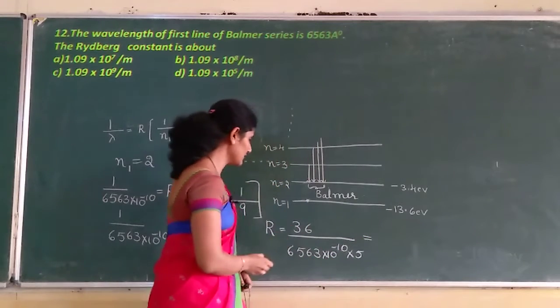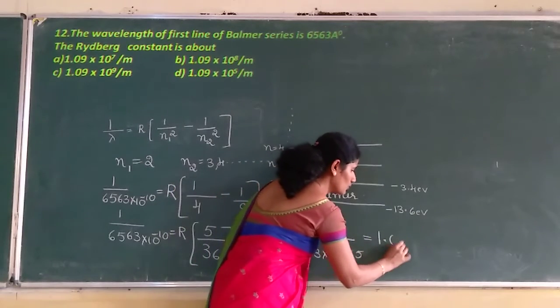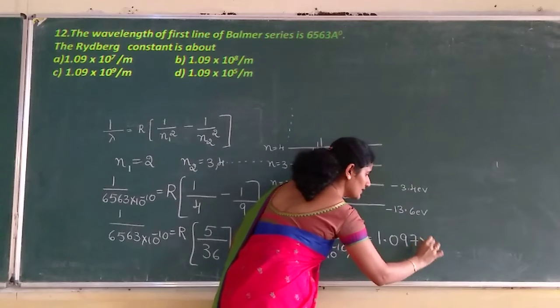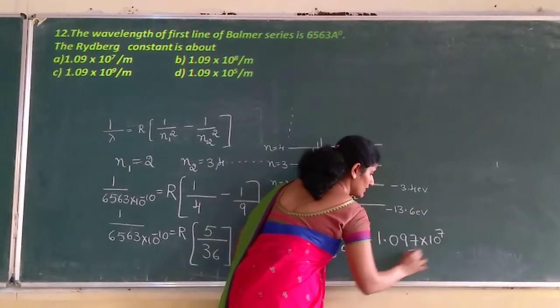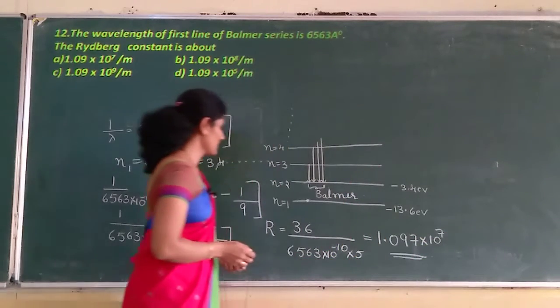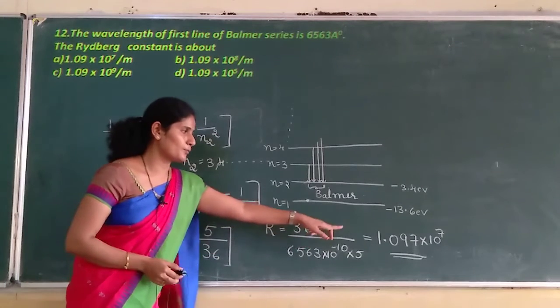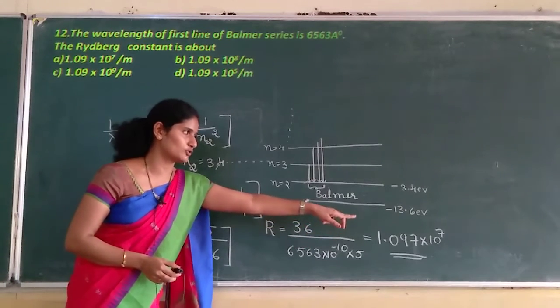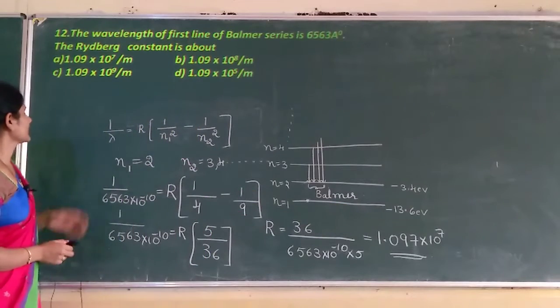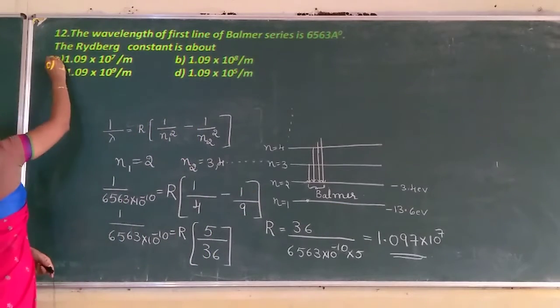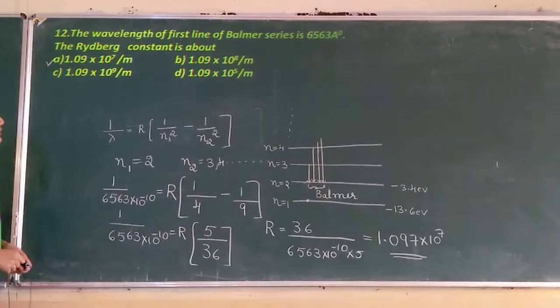On solving, we get R is equal to 1.097 into 10 to the power 7 per meter. So the value of the Rydberg constant R is 1.097 into 10 to the power 7. The correct answer is option A, 1.09 into 10 to the power 7, and its unit is per meter.